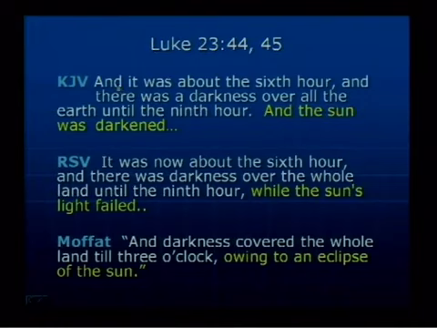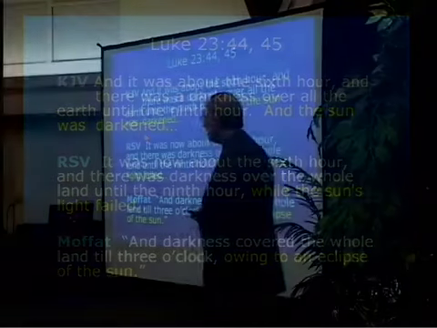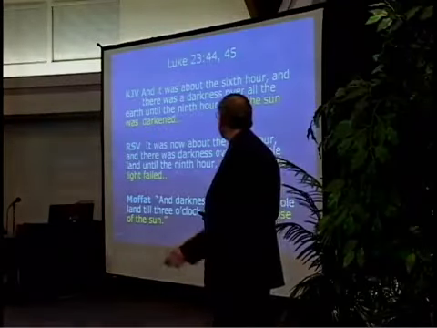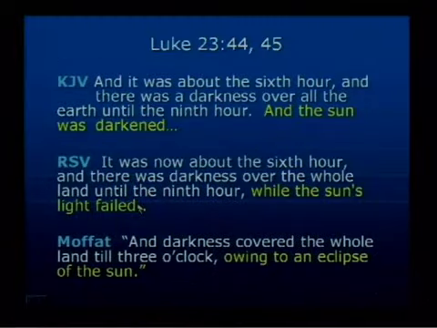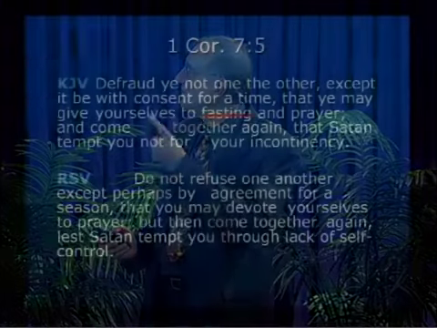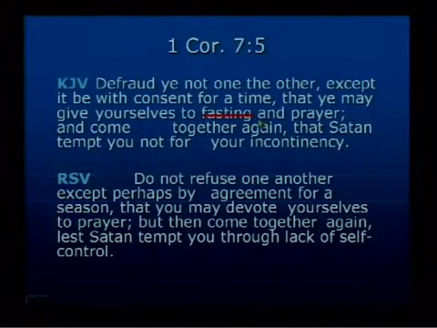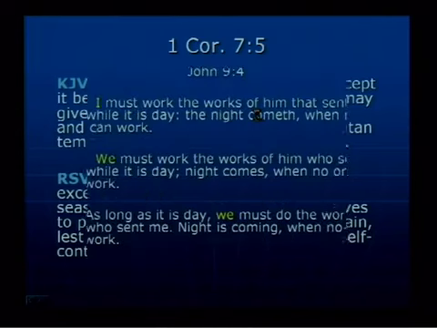Luke 23, 44 and 45, King James. "And it was about the sixth hour, and there was darkness over all the earth until the ninth hour, and the sun was darkened." So that was a miracle, showing that Jesus was the Son of God, and here was a celestial miracle. RSV says "the sun's light failed." And the Moffat translation says, "owing to an eclipse of the sun." I wonder where they get that from. So no miracle over here. 1 Corinthians 7:5 leaves out that you have to fast sometimes, or that fasting might be beneficial.